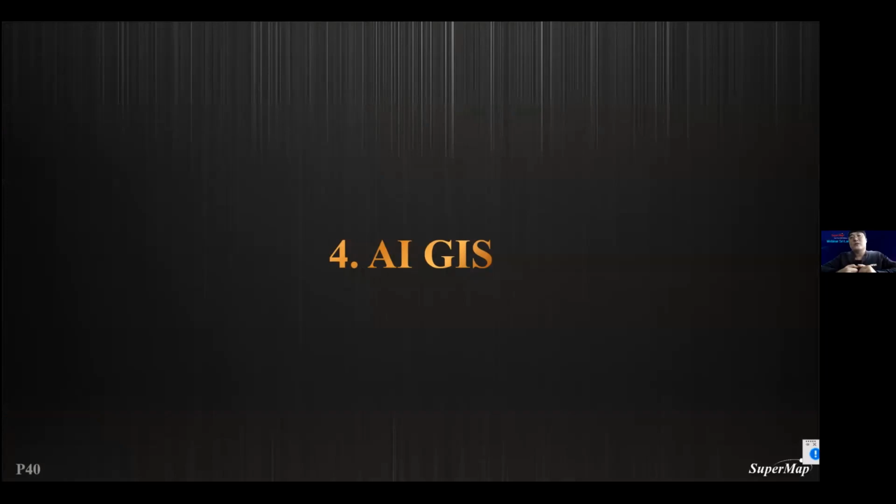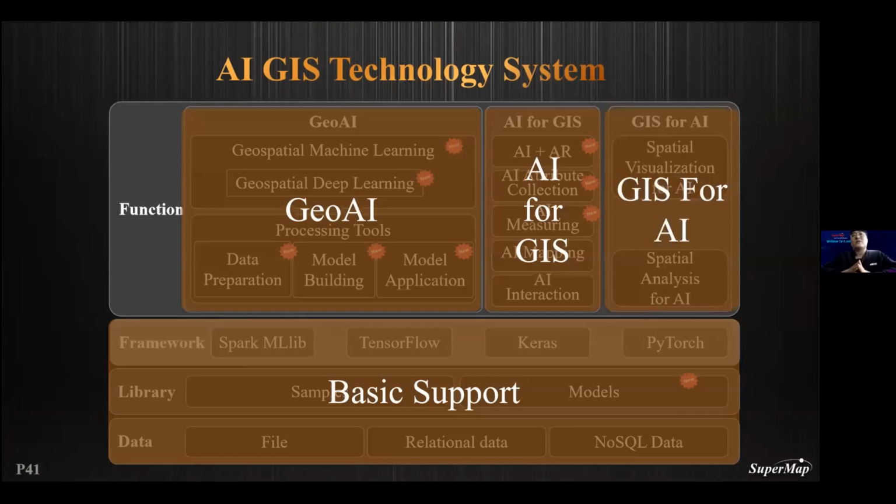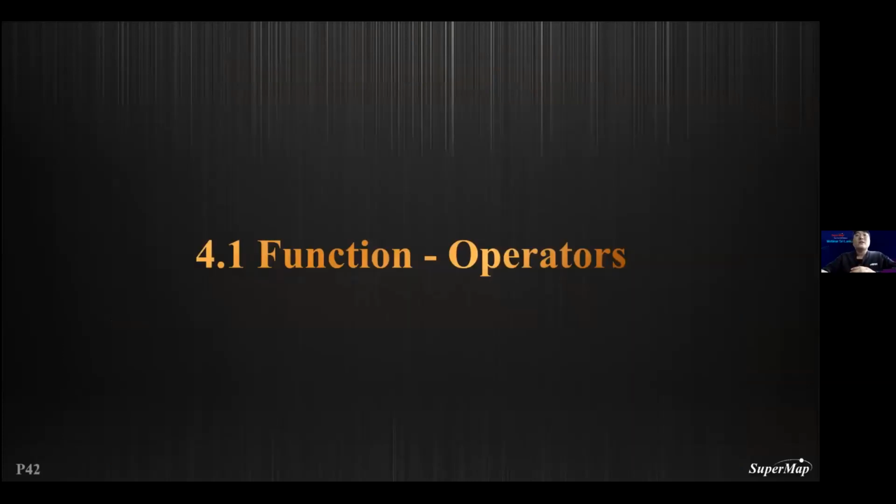And now we go to the fourth one, which is AI GIS. The whole architecture or the system of AI GIS is very complex, but to summarize it, the AI GIS is based on the basic support, such as the data, the library, the framework. Then we can achieve three kinds of functions related to AI, such as the Geo AI, AI for GIS, and GIS for AI.